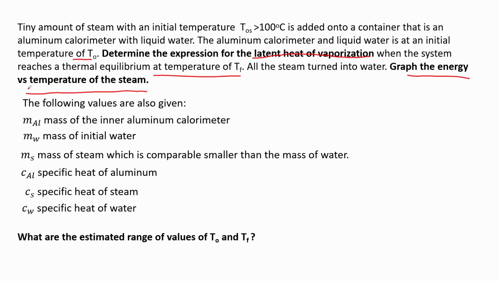The following values are given: mass of the aluminum, mass of water, mass of the steam, the specific heat of aluminum, the specific heat of steam, and the specific heat of water. And you're also asked to determine the range of values of the T naught and T final.